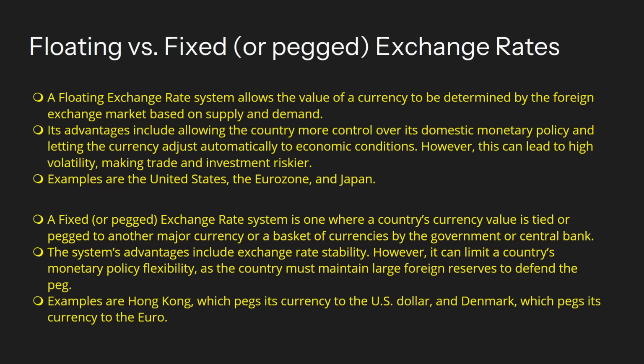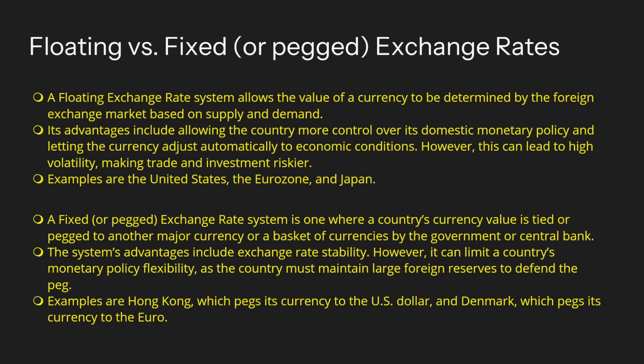Examples of countries with floating exchange rates include the United States, the Eurozone, for the euro, and Japan. Next, a fixed exchange rate system, or pegged exchange rate system, is one where a country's currency value is tied or pegged to another major currency or a basket of currencies. The government or central bank sets and maintains this fixed exchange rate by intervening in the foreign exchange market, buying and selling its currency to ensure the rate remains stable.